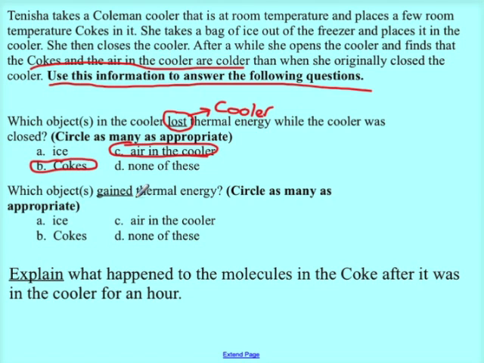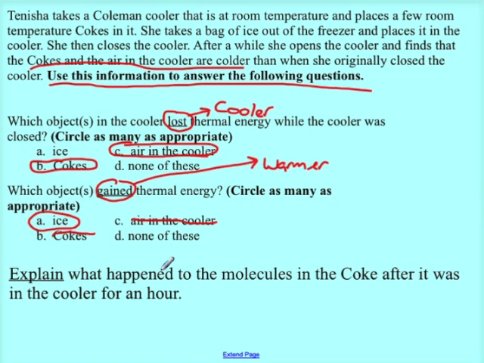So which objects gain thermal energy? And if they gain, keep in mind that means they got warmer. So did the Cokes get warmer? No. Did the air in the cooler get colder? No. How about the ice? Yeah, because the ice melts. So it must be that answer.